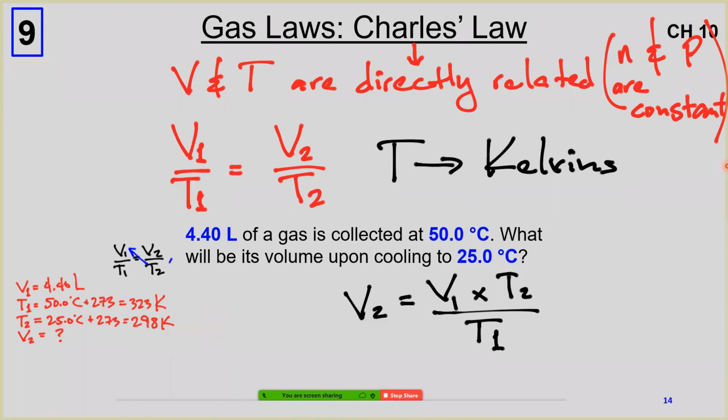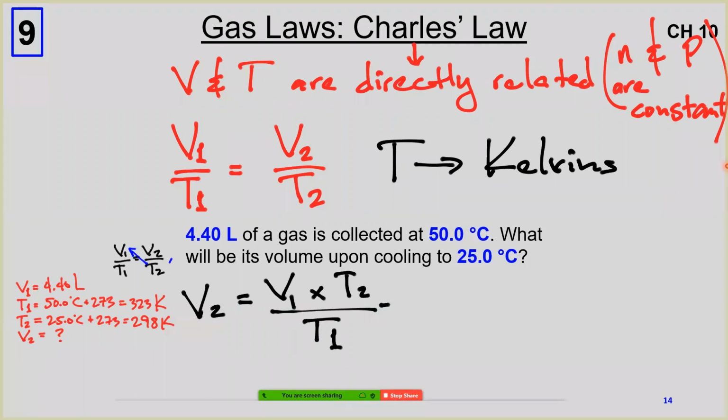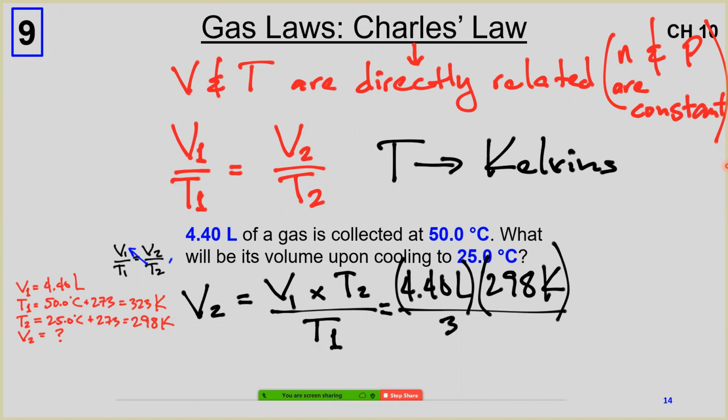And all you have to do now is plug in the numbers. So we have V1, which is 4.40. And we're going to multiply this by T2, which is 298 kelvins. And then divide that by T1, which is 323 kelvins. You can see that the kelvins will cancel out and we're left with the volume in liters. So 4.4 times 298 divided by 323 equals 4.06. So it would decrease to 4.06 liters.